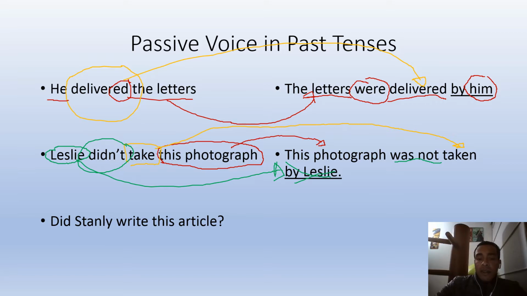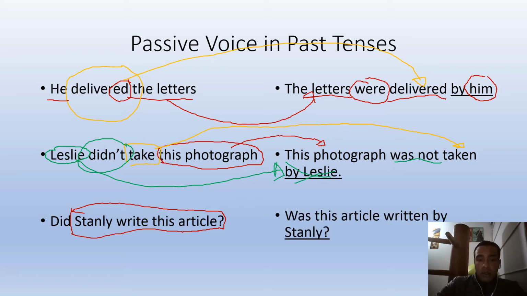Finally, interrogative sentences. Did Stanley write this article? Again, this is going to be tricky. First, identify the object of the sentence. I did something similar to this with the other sentence. Identify the article. So this article is going to be here, but always in the interrogative form, the verb to be goes at the beginning. So it is going to be like this: "Was" the verb to be, then "this article" at the beginning here.